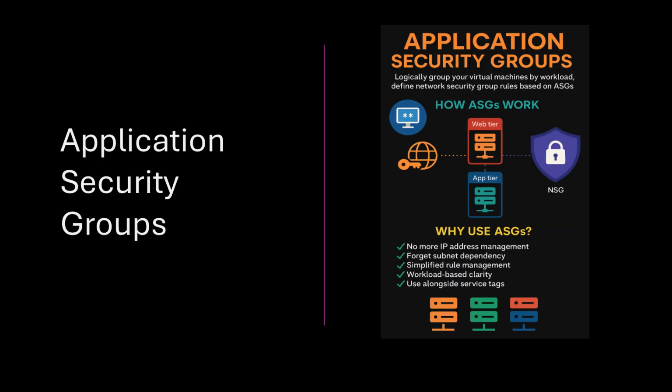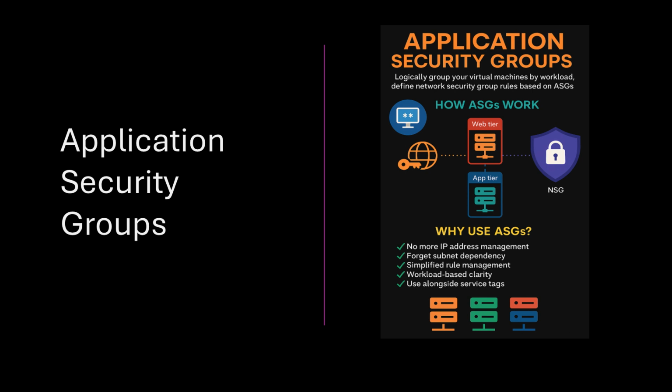An application security group allows you to logically group your virtual machines by workload, like web servers, app servers, or database servers, and then use those groups as the source or destination in your network security group rules. Think of ASGs as dynamic labels for your VMs that simplify rule creation and management.